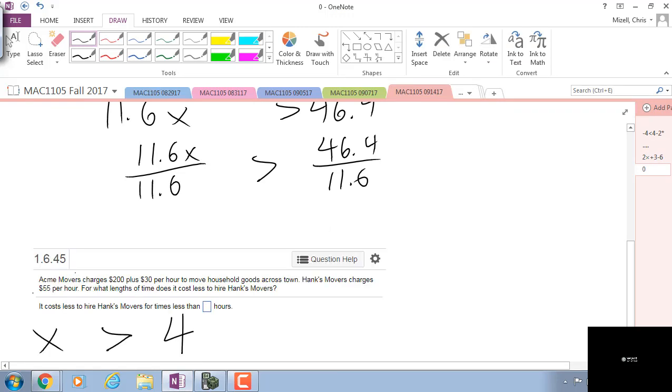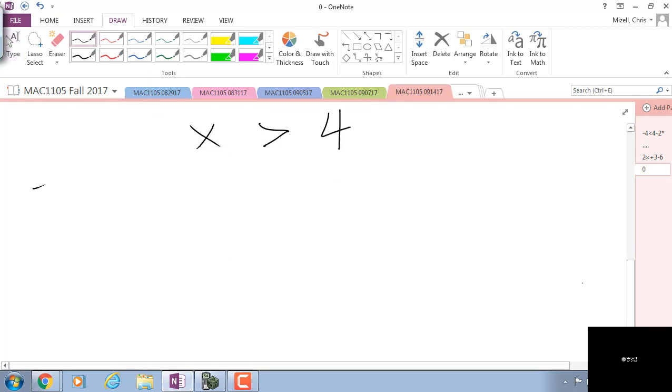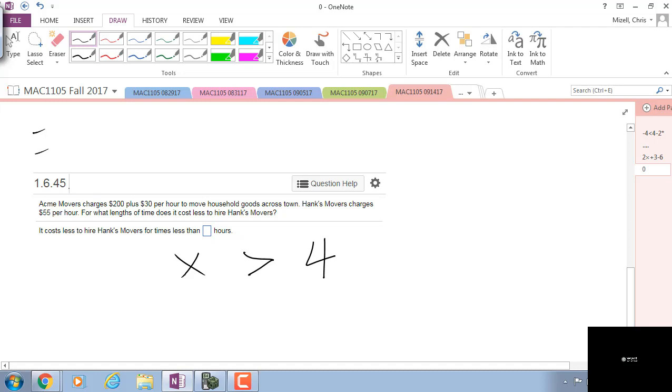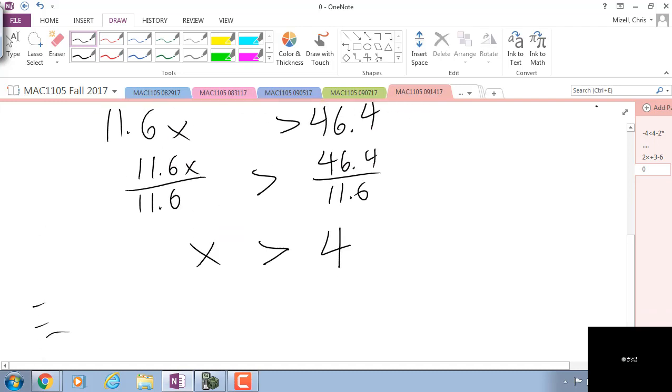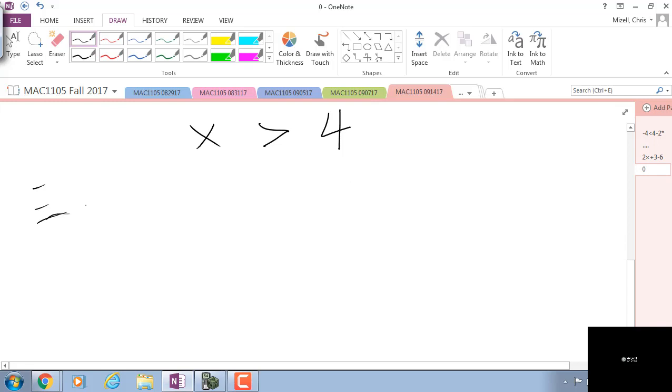There we go. Oops. It did it again. Just wanted to be below the x's. X is greater than 4. And I'm having a hard time with it.